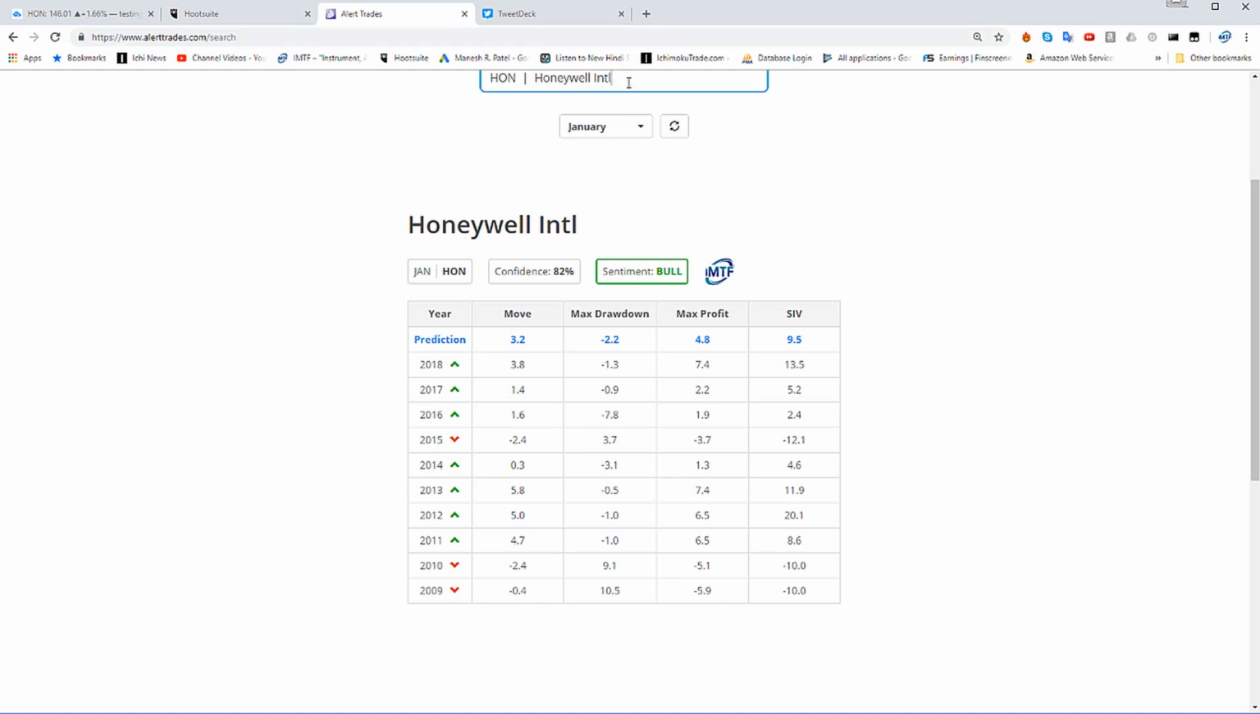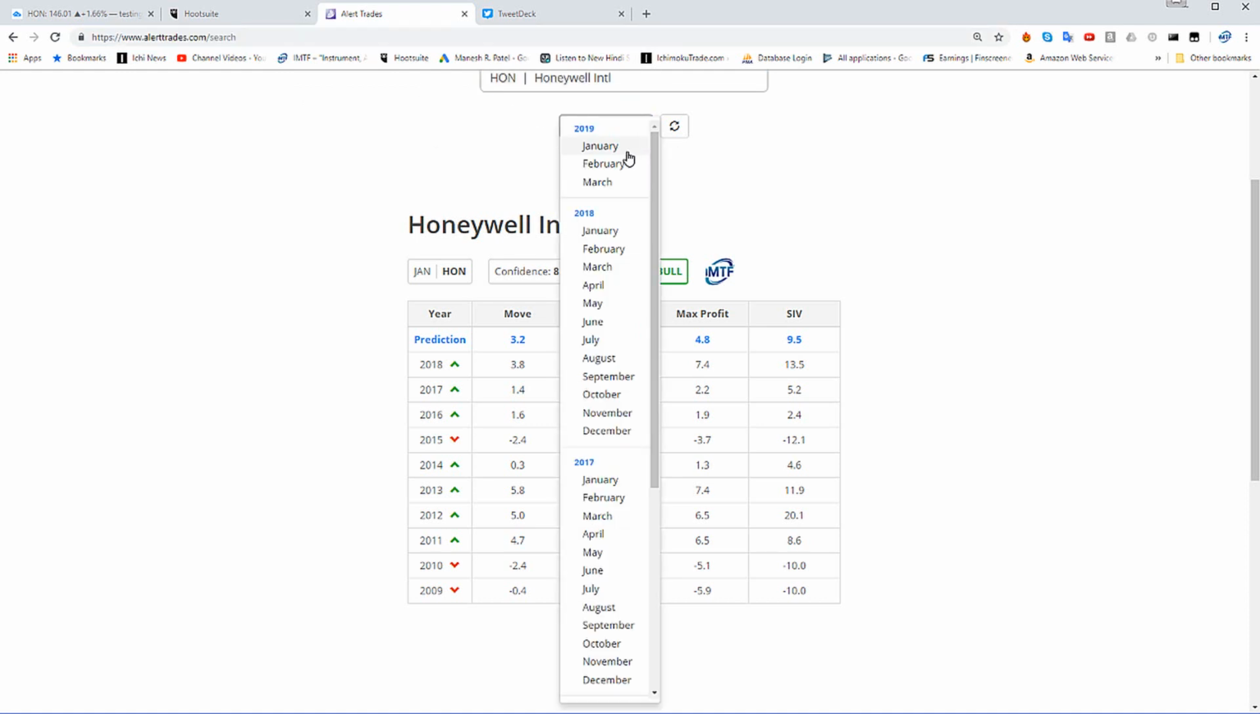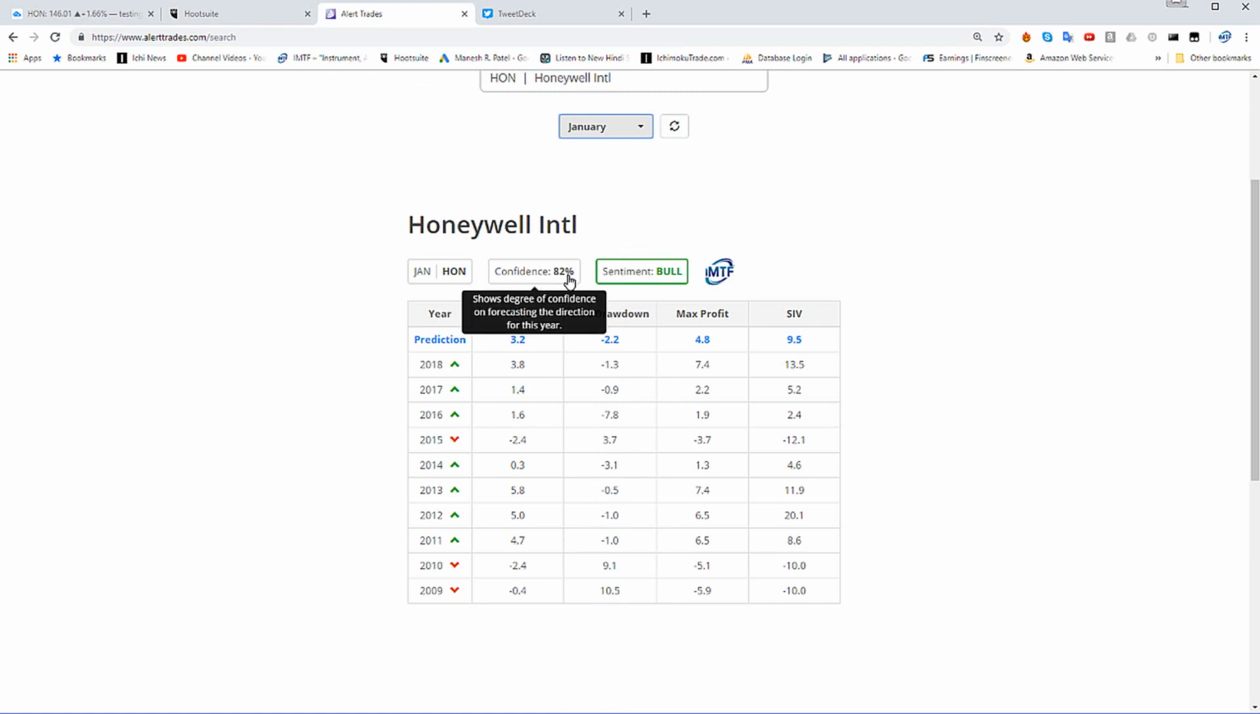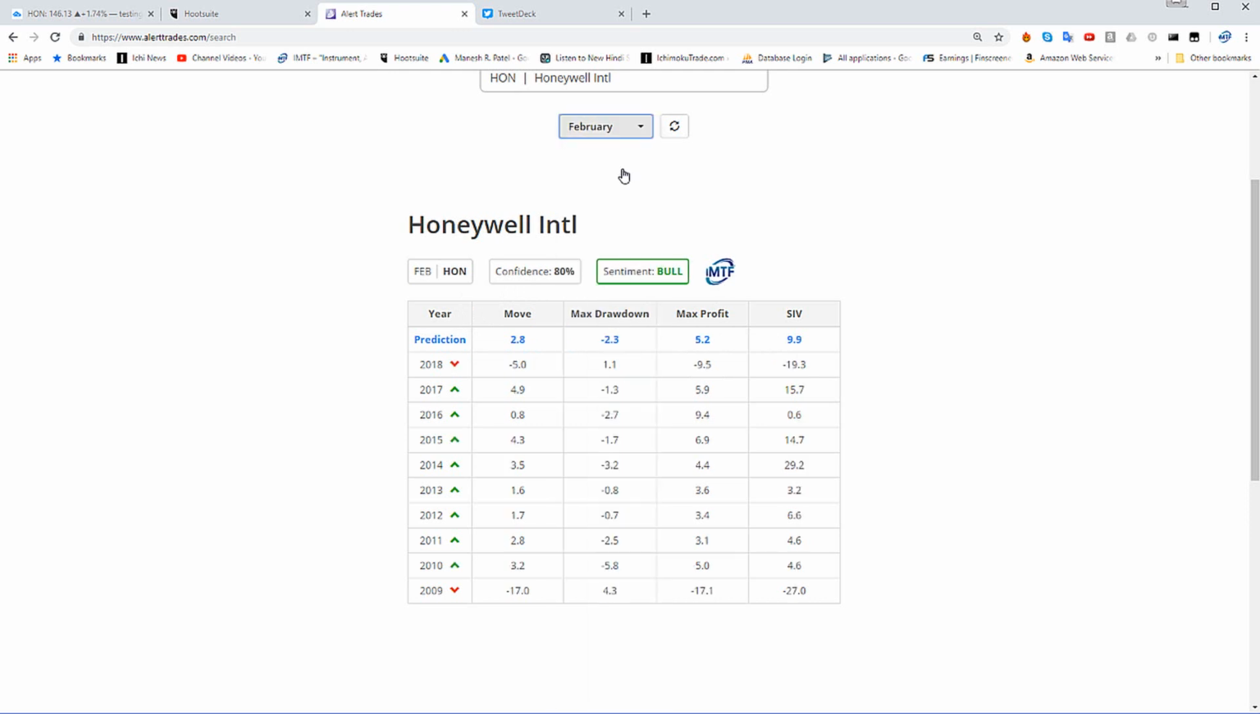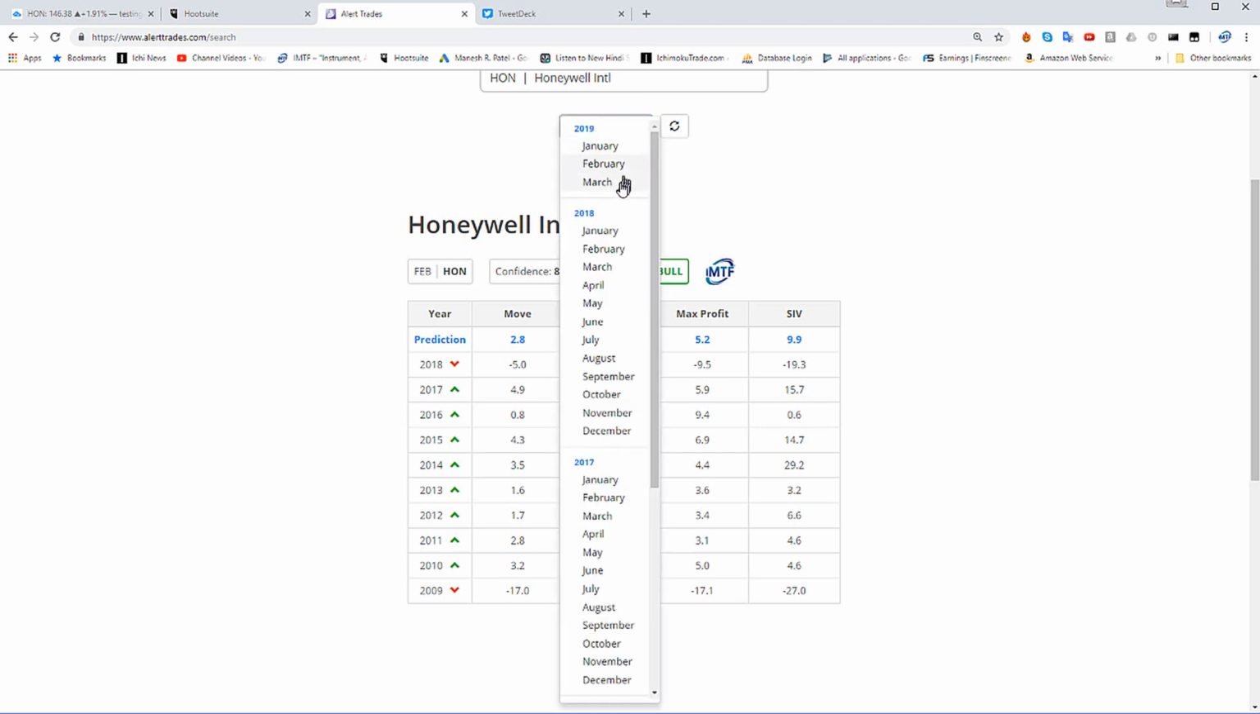So we typed in Honeywell here at the top. We went to January and clicked on January here. There's January: 82% probability of going up. That's exactly what we look for. We want the SIV to be 10 or higher, but in this case it's right at the borderline condition. That's no problem, but I took it one step further since it's a boundary condition. February, 80% probability of going up too. So this is 9.9%. Between January and February, we know it's bullish.